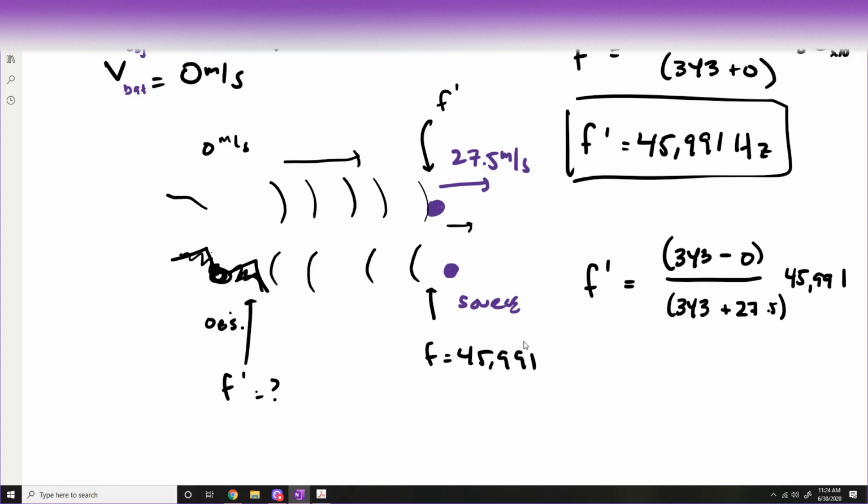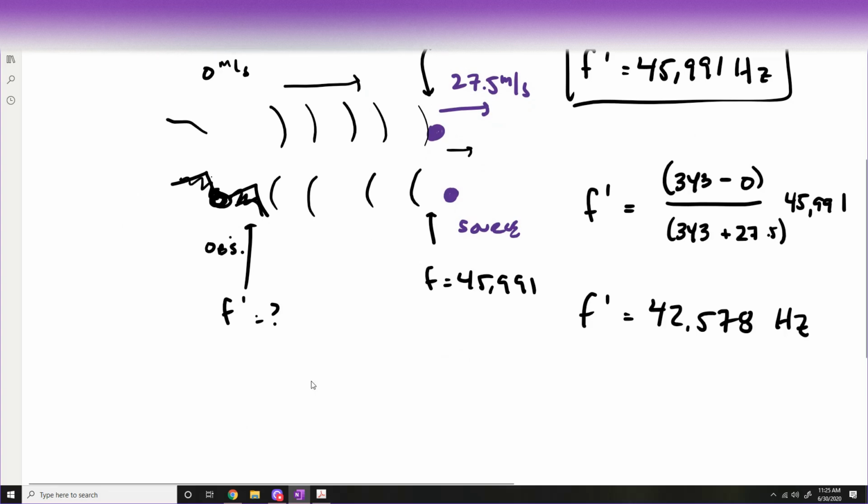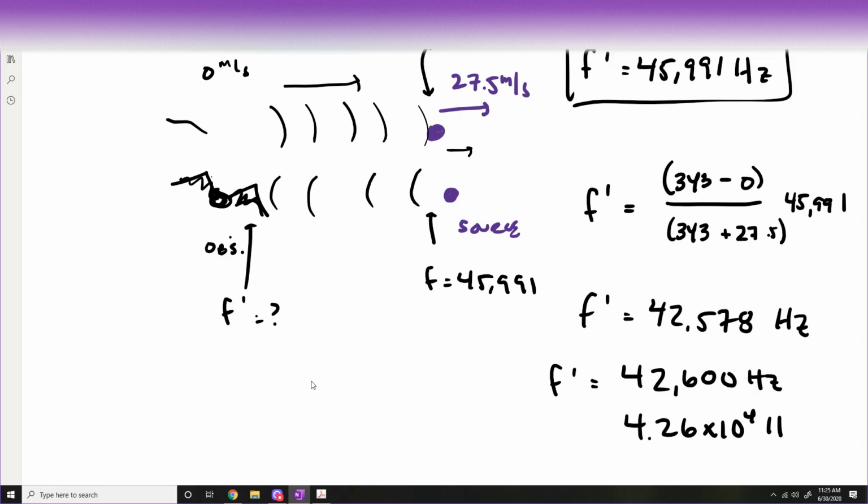So 343 divided by 343 plus 27.5, and I get a final frequency that the bat receives of 42,578 hertz. But because they gave us 3 sig figs, let's put that into 3 sig figs, which would be 42,600 hertz, or in scientific notation 4.26 times 10 to the 4 hertz. All right, there's your answer.